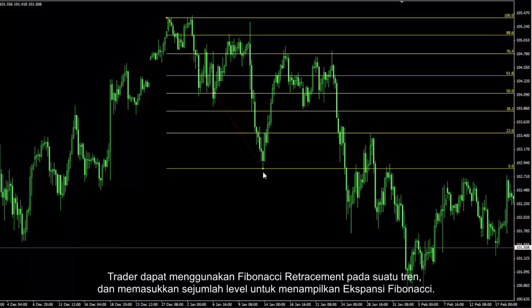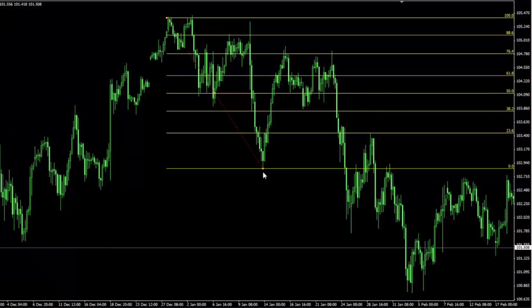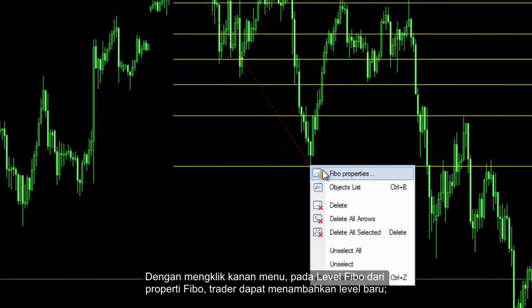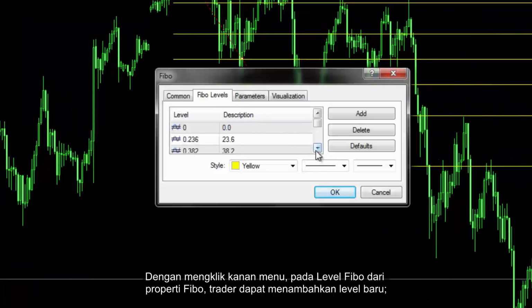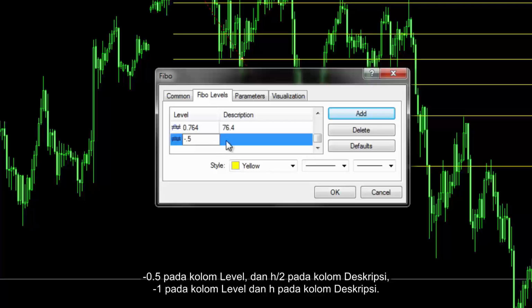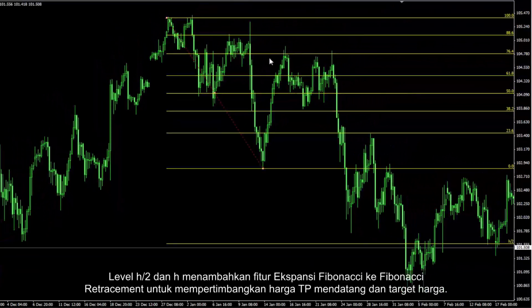A trader can use Fibonacci retracement on a trend and enter some levels to display Fibonacci expansions. Through the right-click menu in Fibo levels of Fibo properties, a trader can add new levels: minus 0.5 in level field and H/2 in description field, minus 1 in the level field and H in the description field. The H/2 and H levels add Fibonacci expansions features to a given Fibonacci retracement to consider future TP prices and target prices.